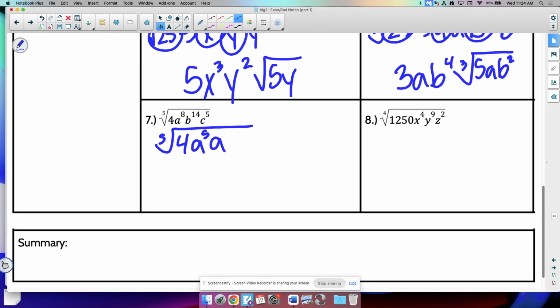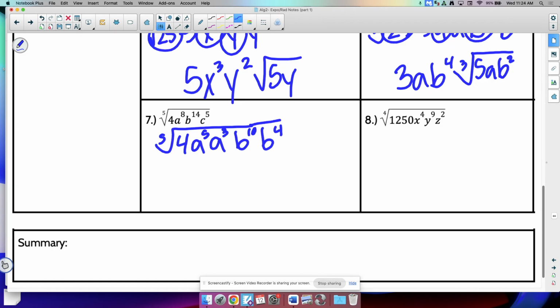5. And then how many a's are left over? 3. So you still need 8 total. 5 we can divide. There's 3 left over. B to the 14th. 14 is not divisible by 5. But what number is divisible by 5? 10. How many are left over?